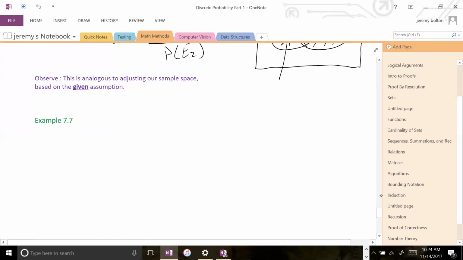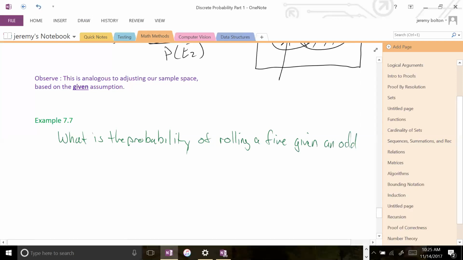What is the probability of rolling a 5 given that you rolled an odd number? Rolling a 5, given an odd roll. All right, so here we have two events, and we're assuming that one of these events has occurred. Given that we've rolled an odd number, we're now reducing our sample space to this event space, E2. What's the probability of rolling a 5?